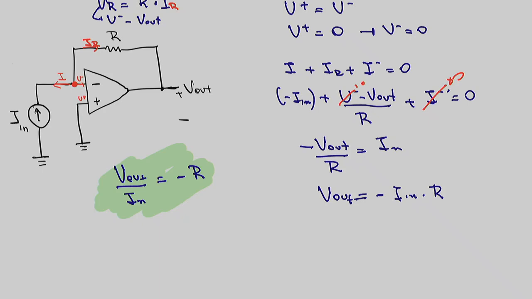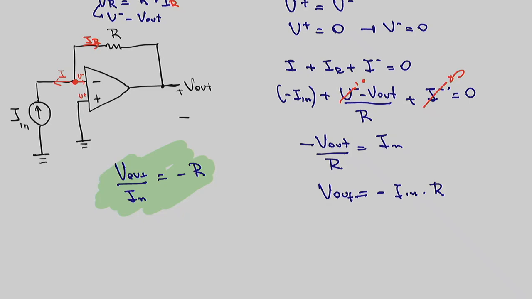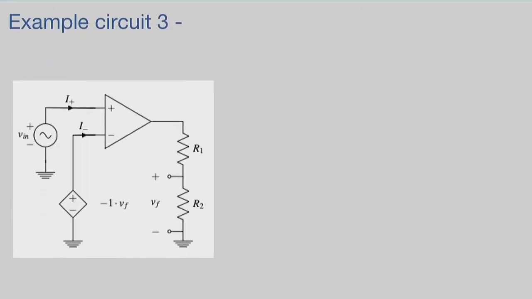If I had defined I, because I keep making things the opposite so you get used to it, if I had defined I like this, then KCL would be different. I would still get a negative result. Okay? All right. One more example before you go into the world.